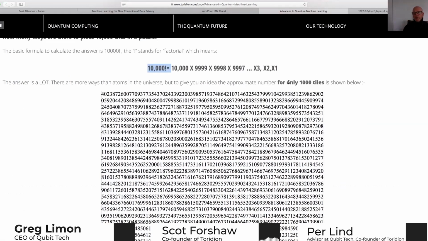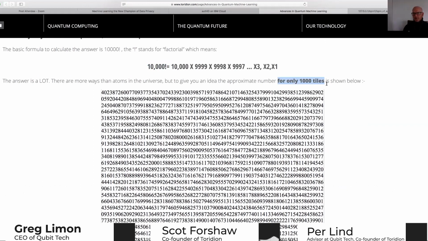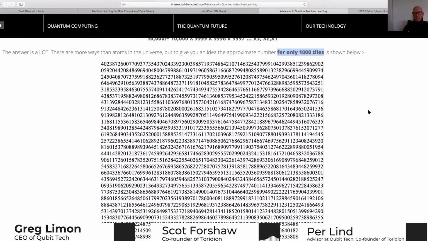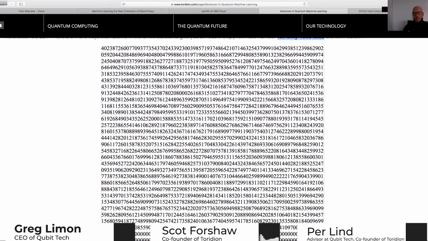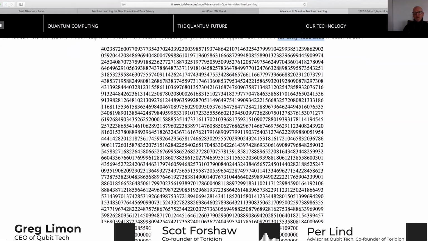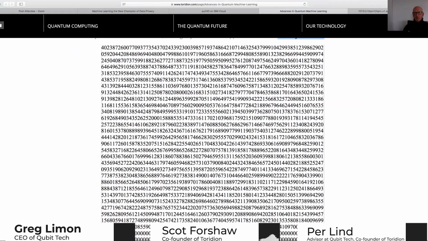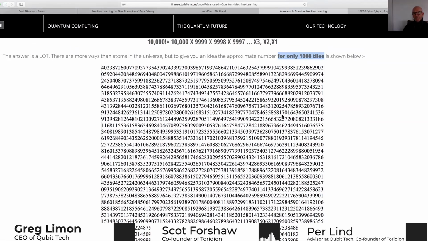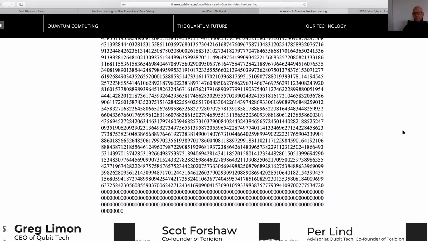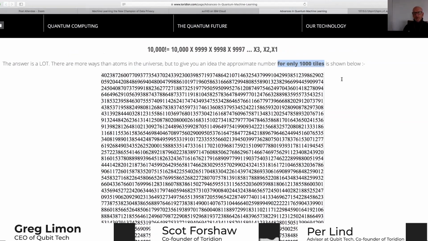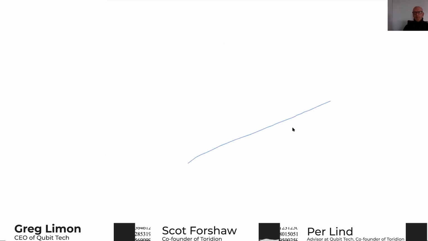So I calculated this for 1,000 tiles, and the number of ways that the puzzle can be rearranged is this number here that you see. So it's a very, very big number already, but actually for 10,000 pieces, it's more like 500 pages of this number. That's how many ways there are to do this puzzle.